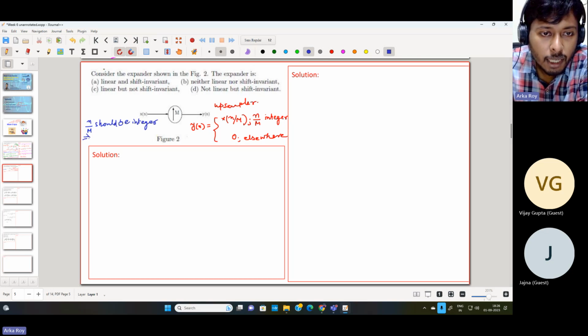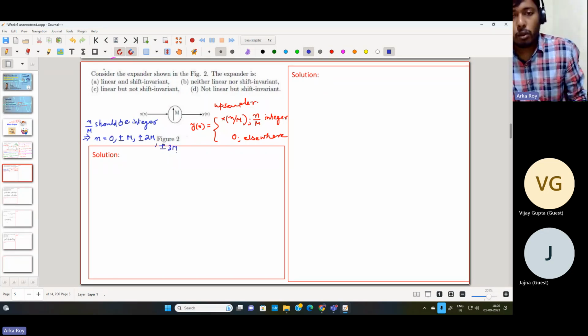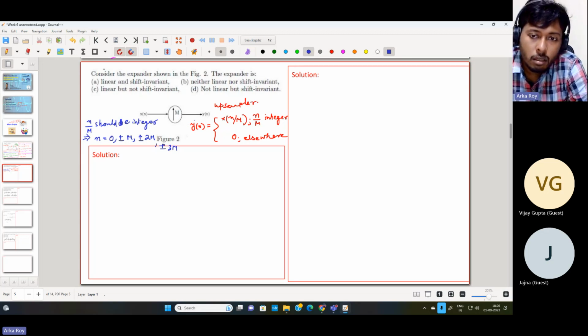By n by m should be an integer, I mean that n should be a multiple of m. So plus minus m, plus minus 2m, plus minus 3m, like that. Only if n takes these particular values will this factor be an integer. And for all other locations, it will give you 0. So that is what the upsampler does. It injects some zeros in between two samples.